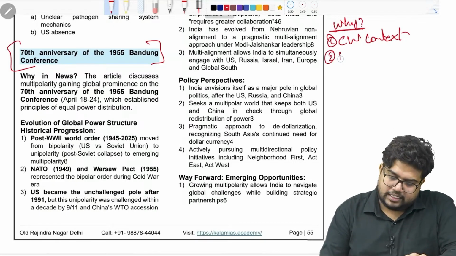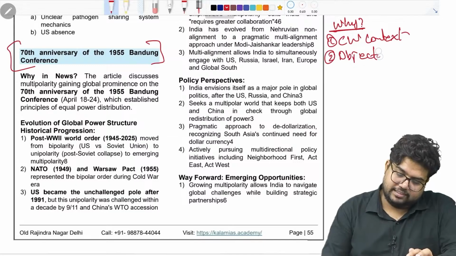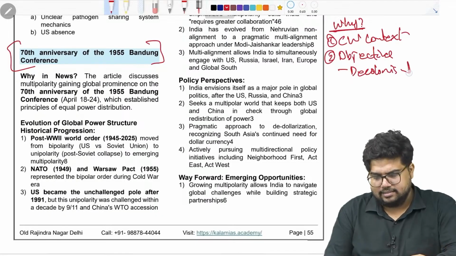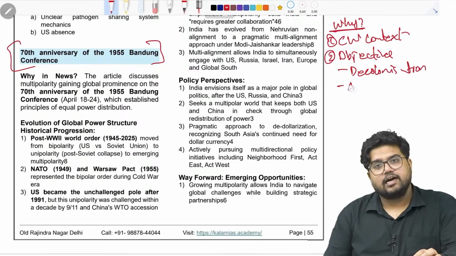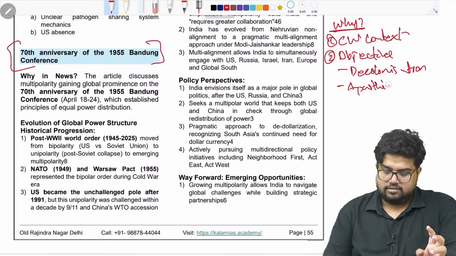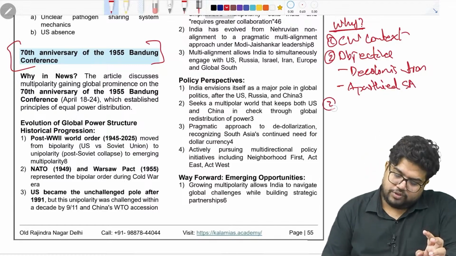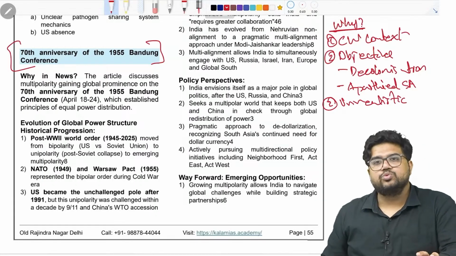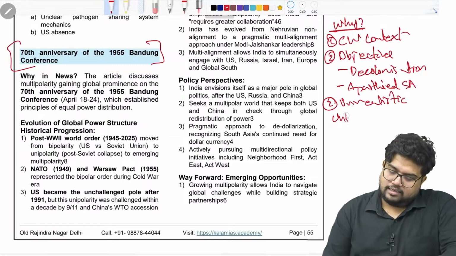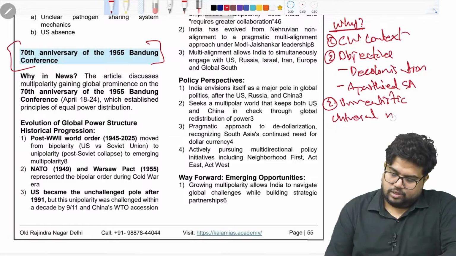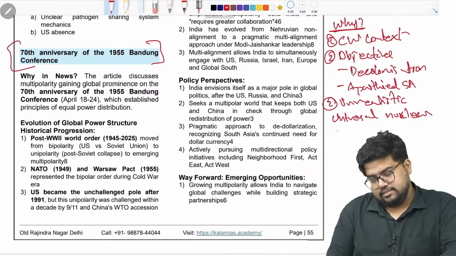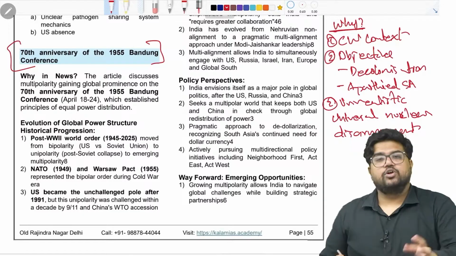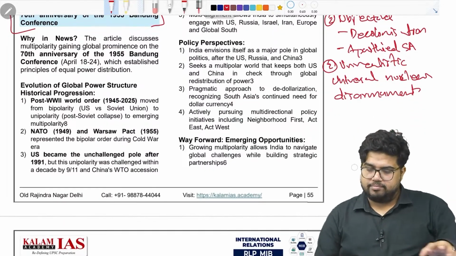Now, some of the objectives of NAM have also been achieved, like decolonization. It has been achieved to a great extent, like against apartheid in South Africa. Some of the objectives are unrealistic. You cannot have anything to do, for example, universal nuclear disarmament. This is not happening. So there is no role for NAM.